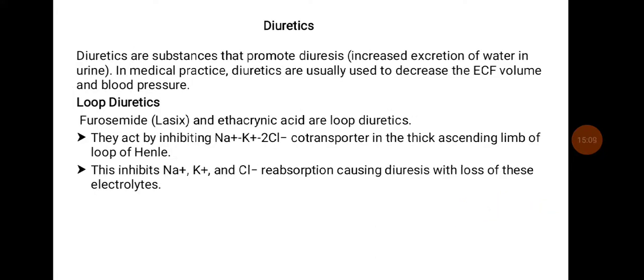Diuretics are the substances that promote diuresis, that is, they cause increased excretion of water in urine. In medical practice, diuretics are usually used to decrease the ECF volume and blood pressure. Loop diuretics, examples of which are furosemide and ethacrynic acid, act by inhibiting the sodium potassium 2 chloride transporter at the thick ascending limb of the loop of Henle. This inhibits sodium chloride potassium reabsorption, causing diuresis with the loss of these electrolytes.